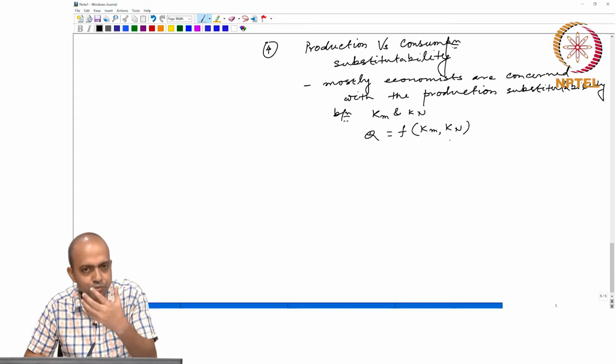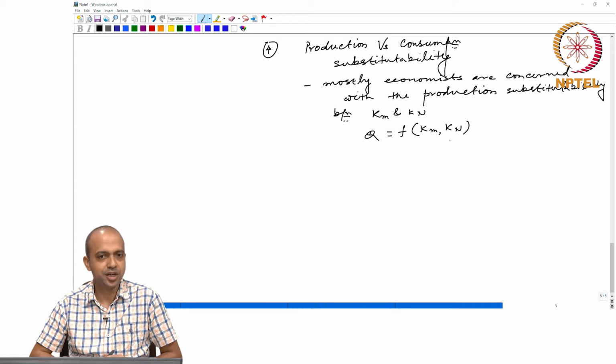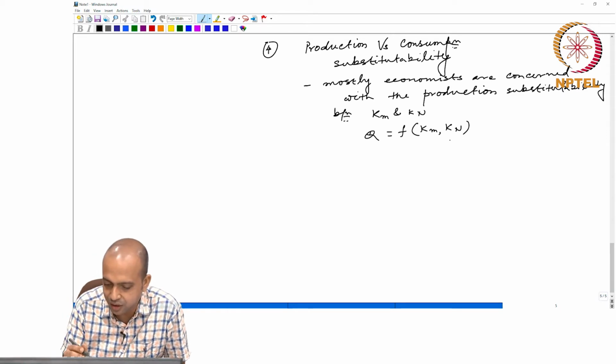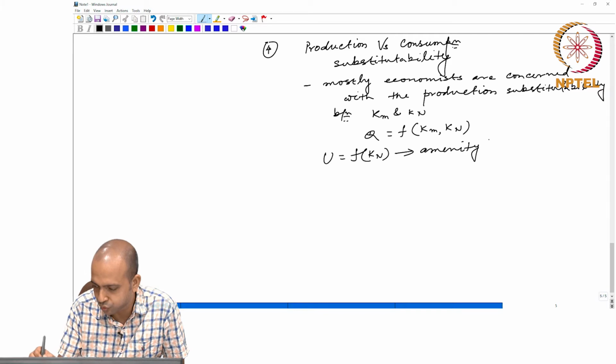But apart from being utilized in production, natural capital has another utilization as well. This natural capital may enter into our utility function, where utility is a function of natural capital. Basically, we are talking about the amenity value.